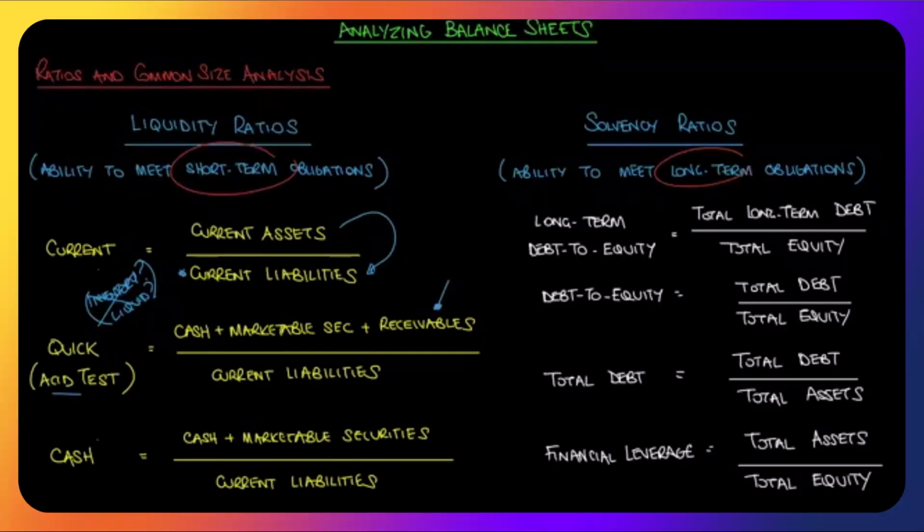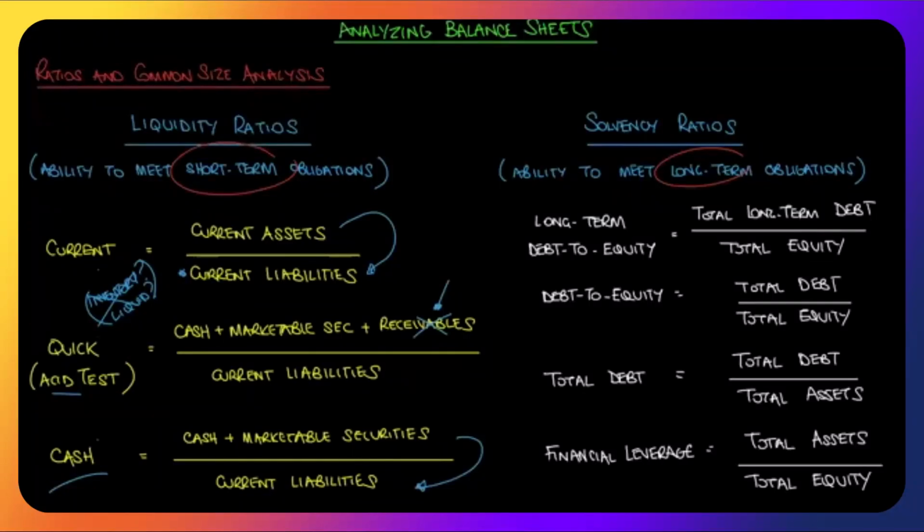How good are you at collecting? Maybe you give 90-day credit terms and you're not good at collecting, and it takes you 100, 120 days to get that into cash. So we could remove those as well. And it would leave us with just the cash ratio. Even more conservative, just cash and marketable securities. Those you can just turn straight into cash. Will they meet my current liabilities?